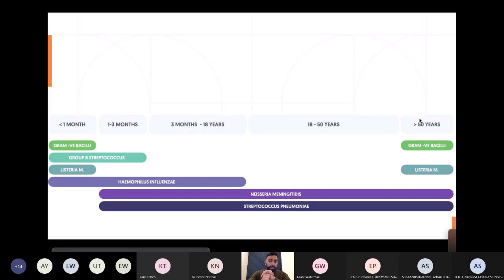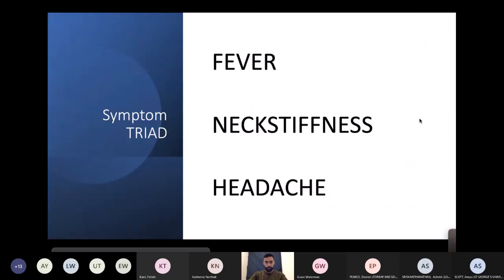Similarly, in the older age population, you can be kind of immunosuppressed, so your immune system just isn't functioning as well as it was in earlier years, and you could be a bit more susceptible to these infections.